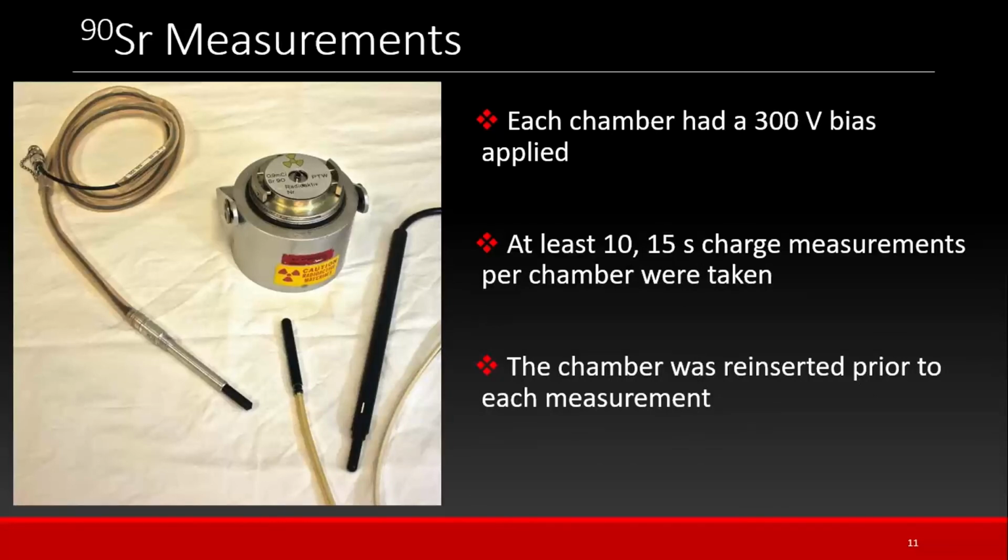For the measurements for monitoring the stability of the chambers, each chamber had a 300-volt bias applied, and at least 10 15-second charge measurements per chamber were taken, reinserting the chamber before each measurement was taken per the manufacturer. A total of 11 measurement trials were performed with at least 3 days in between measurements to evaluate the stability over time.